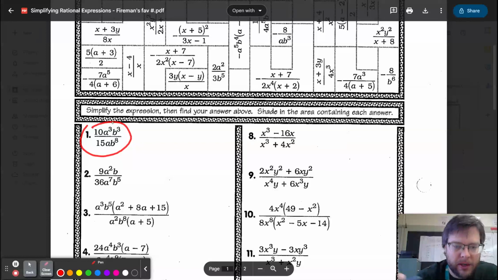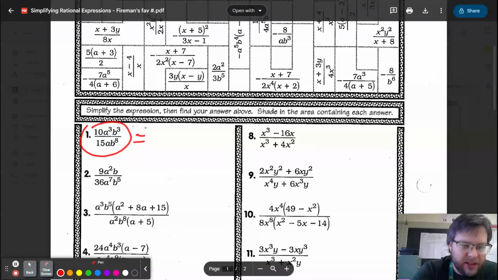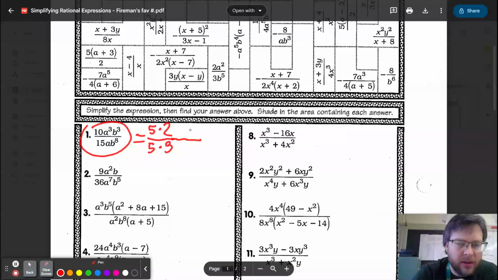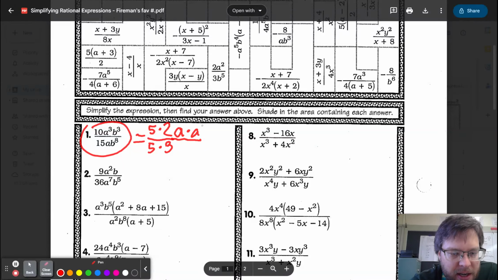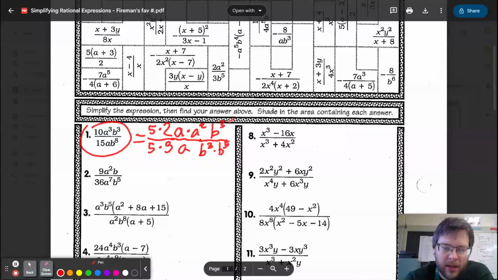So what I'm looking for is numbers that the top and the bottom have in common. I noticed that the 10 and the 15 are both common factors of 5. If I write it as 5 times 2 and 5 times 3, that's great. Then I'm going to look at the a's. I see a to the third over a, so I could write that as a times a squared. That makes a to the third. I'll just copy the a down. And then here I've got b to the third on top, and b to the eighth on bottom is b to the third times b to the fifth. Now I'm writing all those steps out.